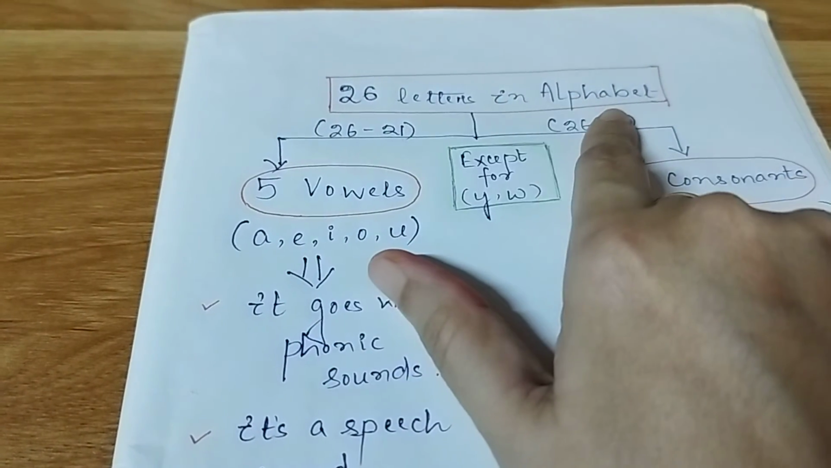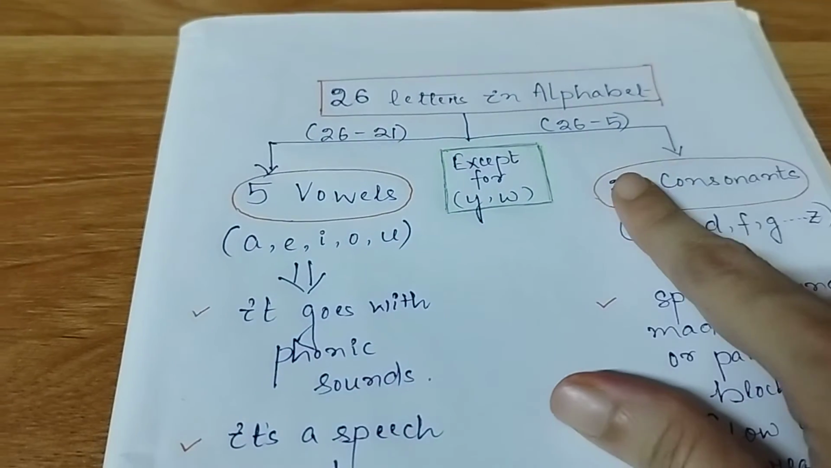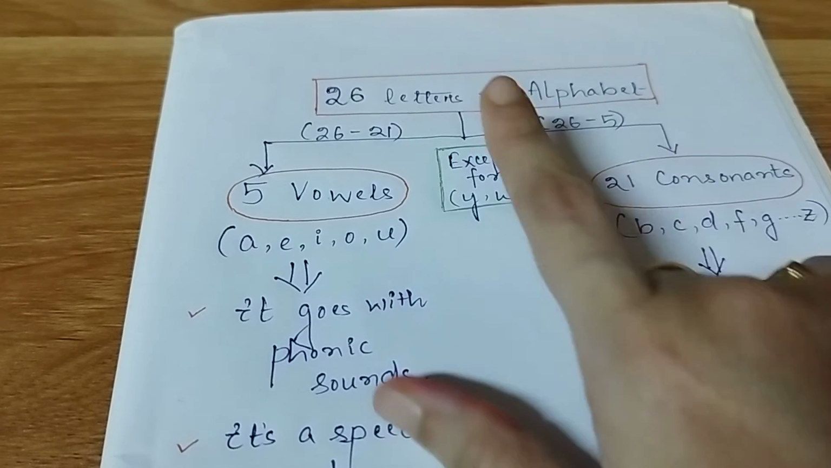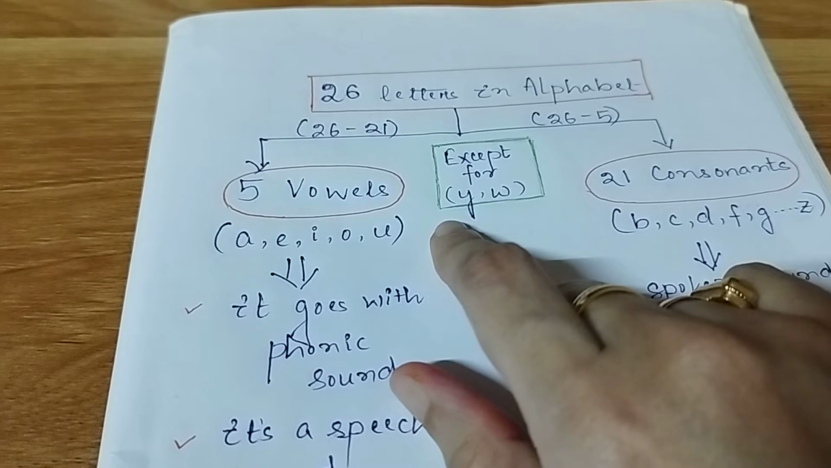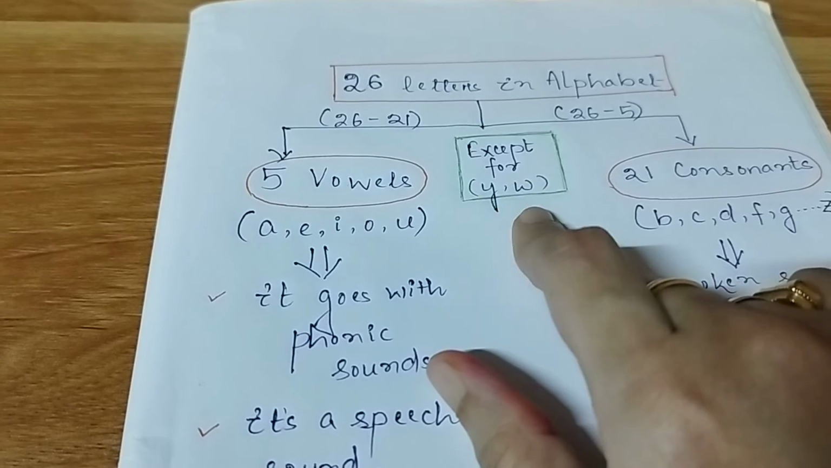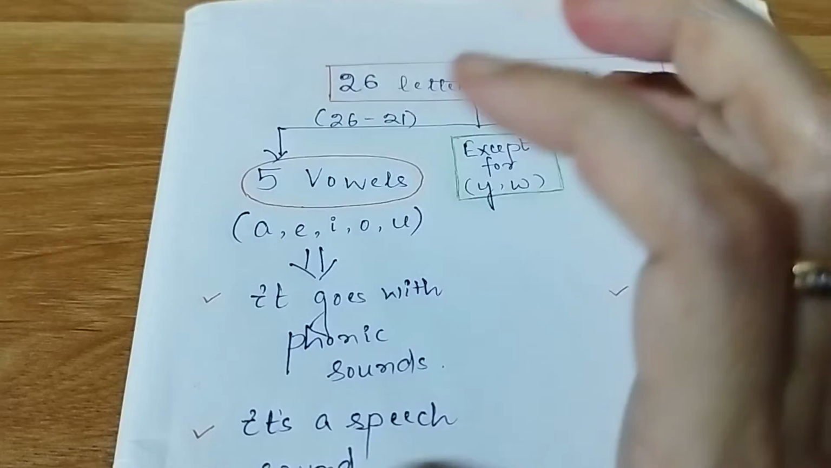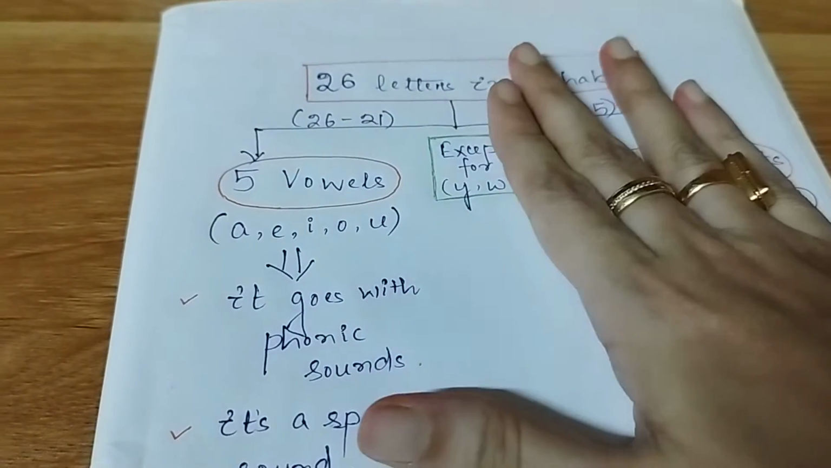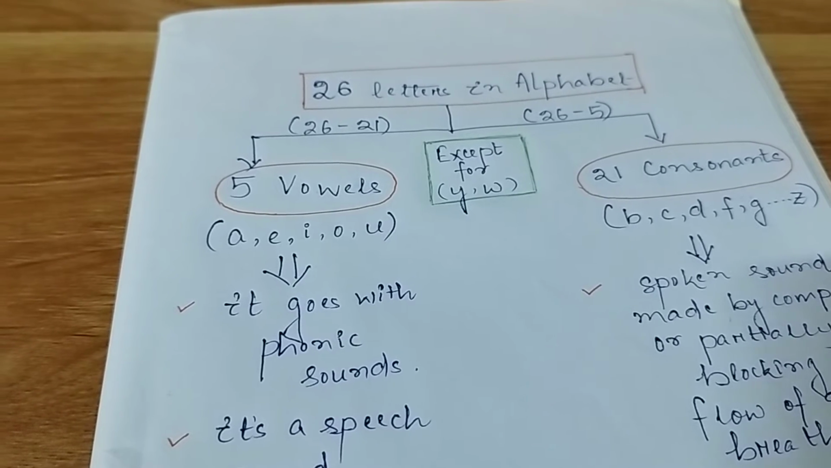So there are 26 alphabets, out of which 5 are vowels and 21 are consonants, but there are some exceptions nowadays: Y and W, which also don't count as consonants nowadays. They are a mix of vowels and consonants. But first let me tell you what a vowel is, what we mean when we say vowel.